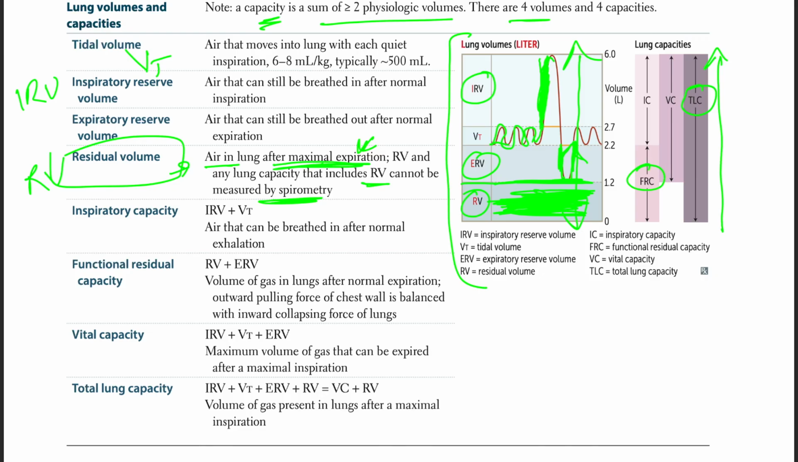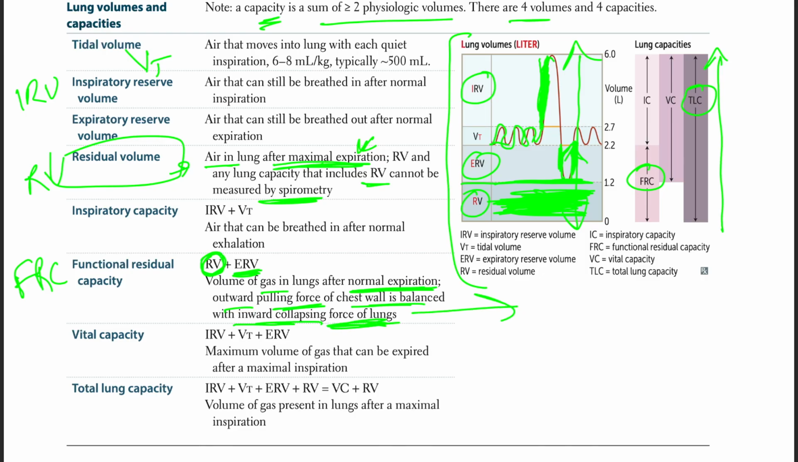Let's look at FRC. FRC, functional residual capacity, is just two things. ERV, which is your deep expiration. I mean, you want to expire the whole thing out. This is your maximum expiration, and your remaining, whatever is left behind, RV, is called FRC. So it's the volume of gas in the lungs after normal expiration, where the outward pulling force of the chest is balanced with the inward collapsing force of the lungs. And we will see that on the next page.